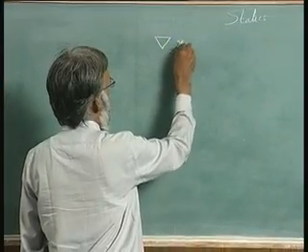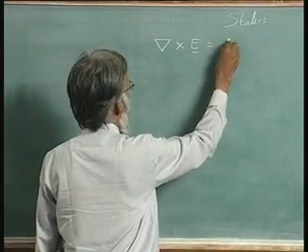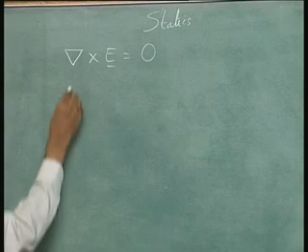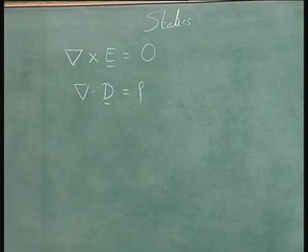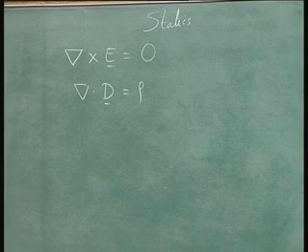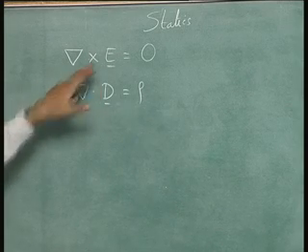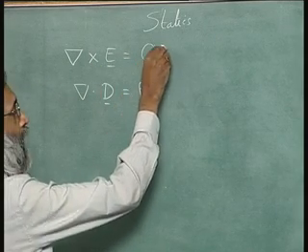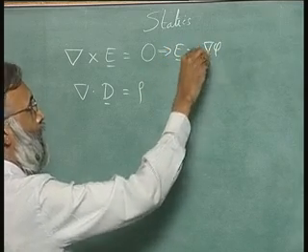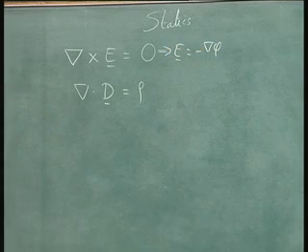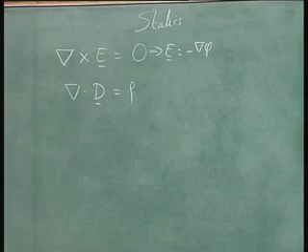And we concluded that there were two equations which governed electric field. One was curl of E equal to 0, and the other was divergence of D equal to rho. Because curl of E was equal to 0, this allowed us to say the electric field is derived from a potential. So E was equal to minus grad phi.